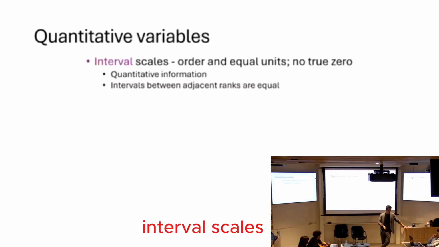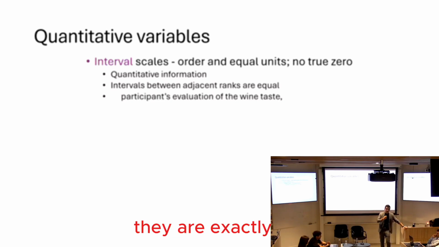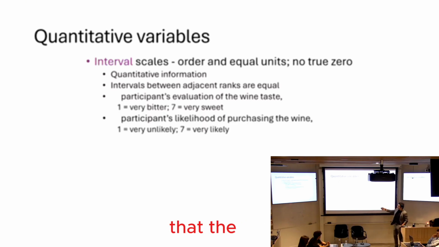So interval scales. This is maybe the most popular one, like Likert scale, or if you ask people their purchase intention. So how likely you are going to buy this product in your next purchase from 1 to 7, that type of questions. Those are all interval scales. They are exactly like ordinal scales, but with the assumption that the difference between 1 and 2 and 2 and 3 are exactly the same or very similar.